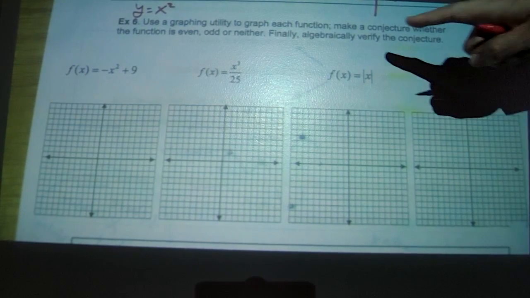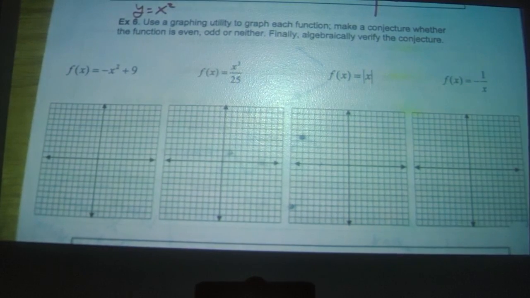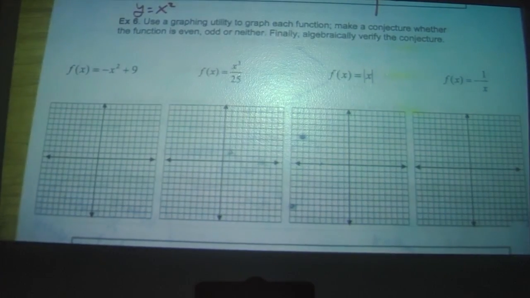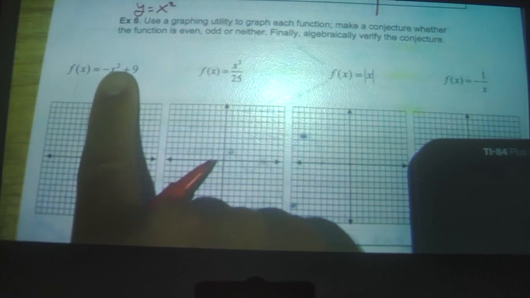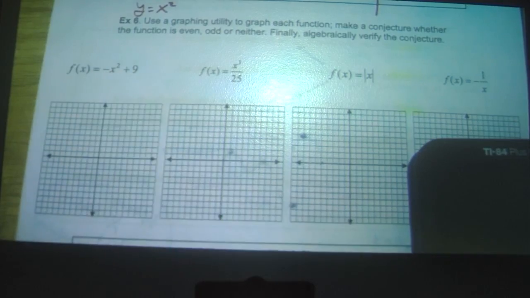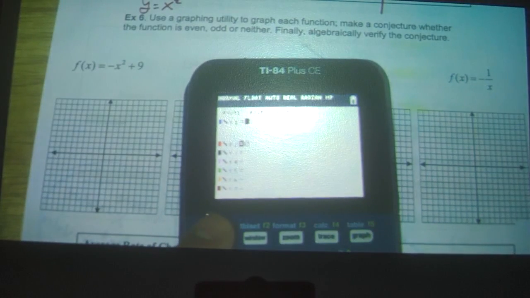Now, it does say algebraically verify the conjecture of whether you decided this is even or odd. You do not have to do that. All you have to do is say yes or no, is it even or odd? So what I would do is just throw these in my calculator. Number 1, there's no way this thing's odd because the exponent is even. So my question now is, is this an even or an odd graph?